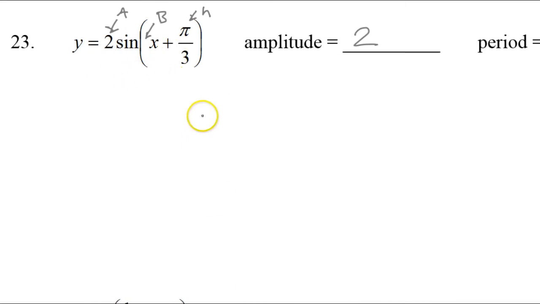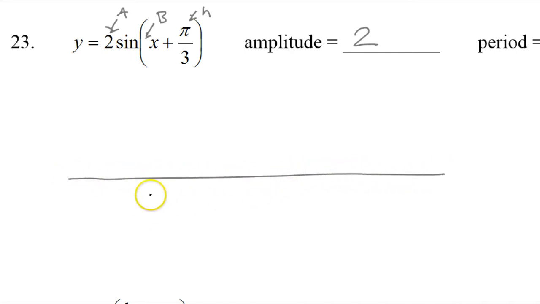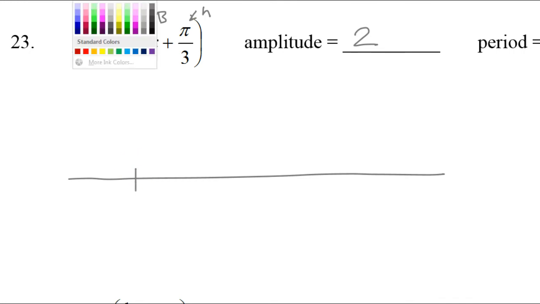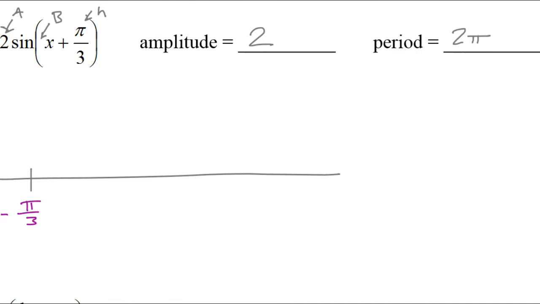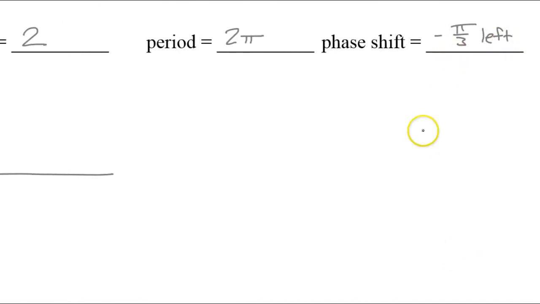Whenever I sketch a graph, I like to start with the phase shift, if there is one. So that's what I'm going to do right now. I'm going to go ahead and draw my x-axis like this. Okay, and there's going to be a phase shift of pi over 3 to the left. So I'm going to put my first mark down. Actually, I'm going to call it negative pi over 3 because, like I said, this is negative pi over 3 to the left.